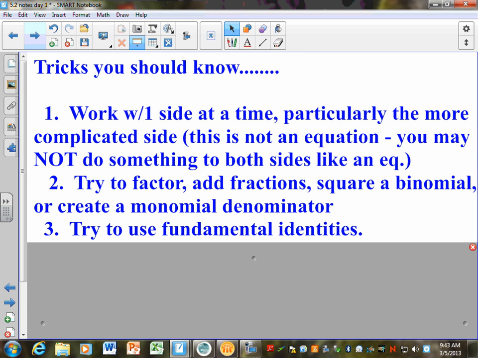What else is super important? Know your identities. Those Pythagorean identities are going to show up a lot. The basic identities, that tangent is sine over cosine. The reciprocal identities. You've got to know those basic identities when you're doing these.